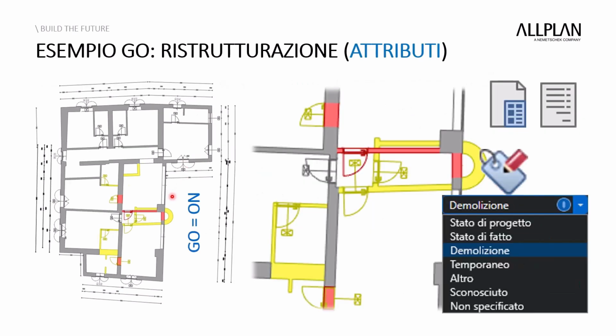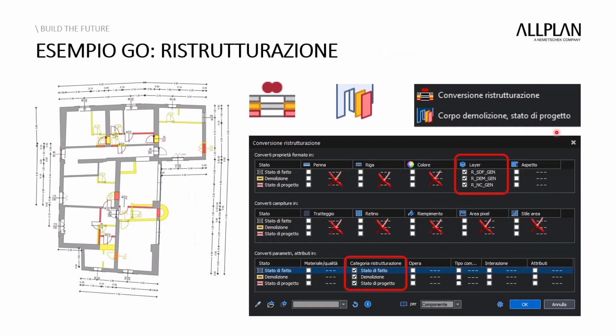At the same time, it's also important to assign not only the layer to objects, but also the information, so the attribute for demolition, project status, and as-built status. Why? Because obviously that information becomes crucial for extracting, for example, legends or reports. At this point, the question is, how can I do it in a single step? What's the fastest way to assign both the layer and the attribute information in one go?